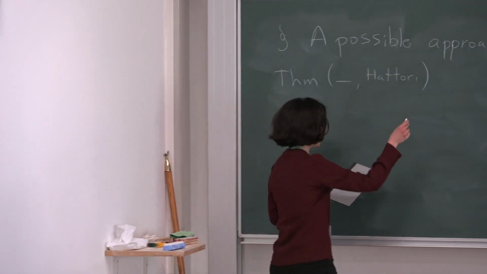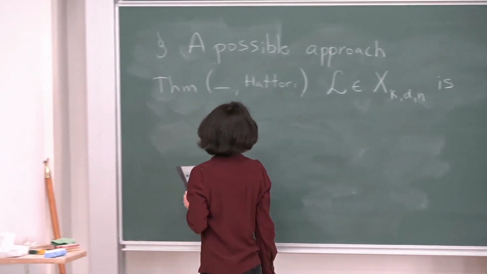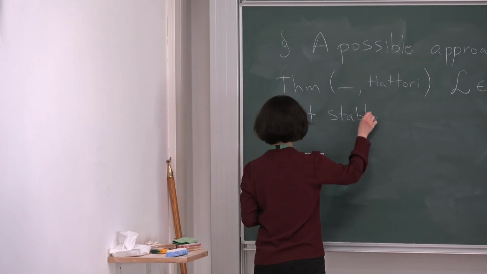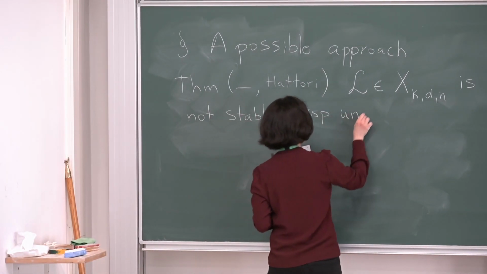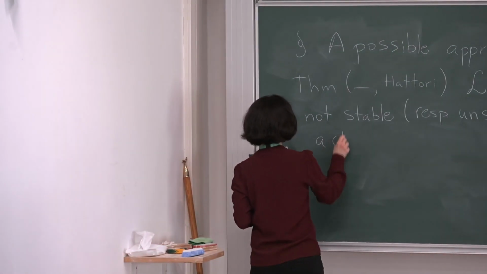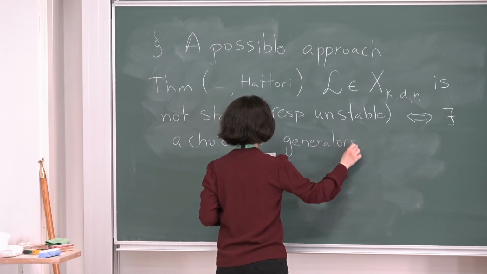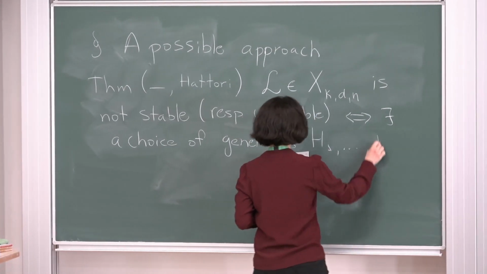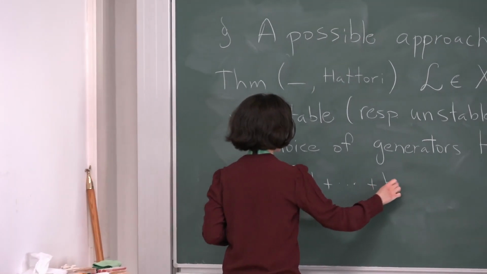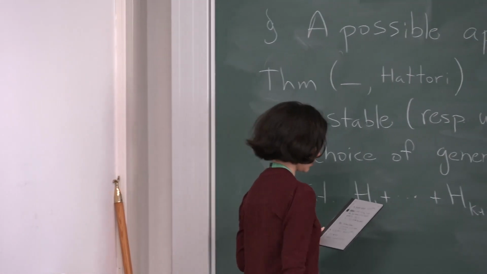Okay, so what is the theorem that we proved? If I pick a point in X_{k,d,n}, it is not stable, respectively unstable, if and only if there exists a choice of generators h_1 through h_{k+1} such that their union defines a hypersurface which is itself not stable, respectively unstable.